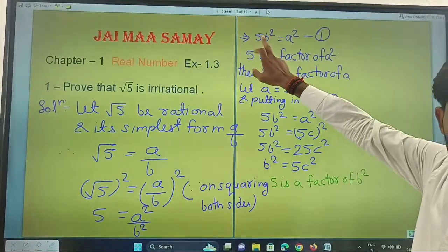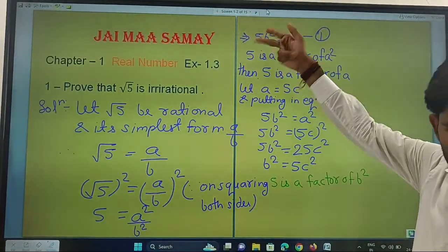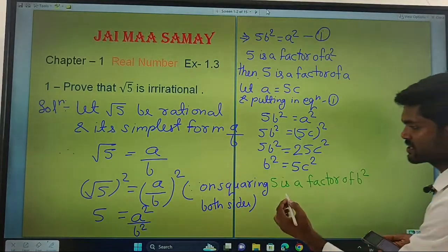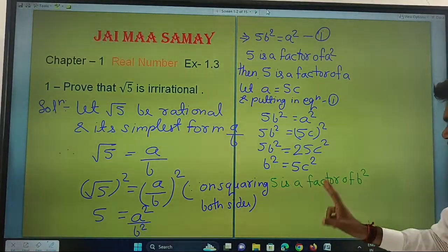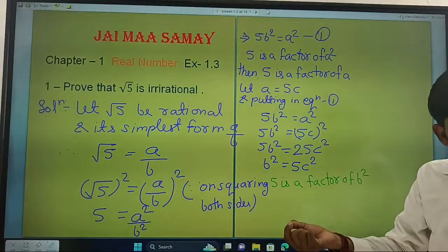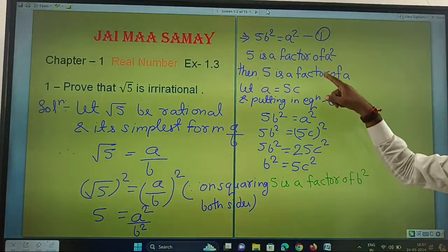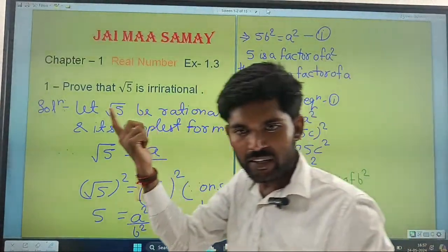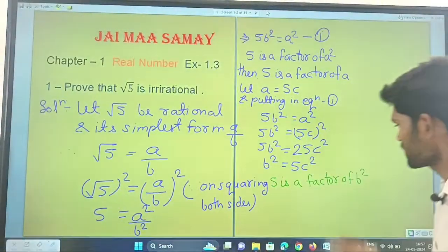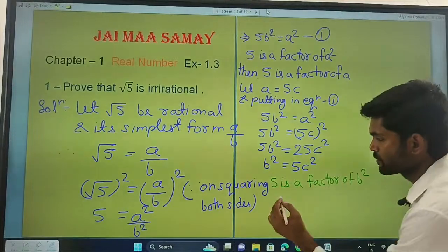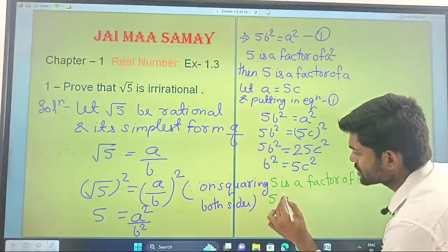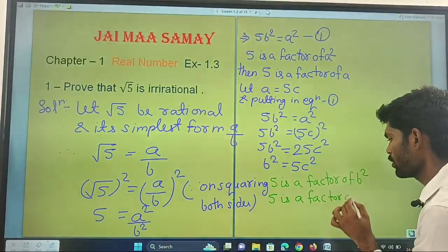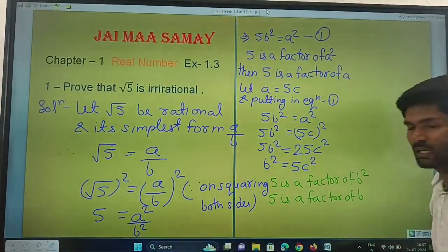Here also it's the same thing. B is left, that's why we take 5 and A square. Next statement: if 5 is a factor of B square, then 5 is a factor of B. I've given an example here: A square, A place 10, then 100, 100 divided by 5. Similarly, 5 is a factor of B. Clear?